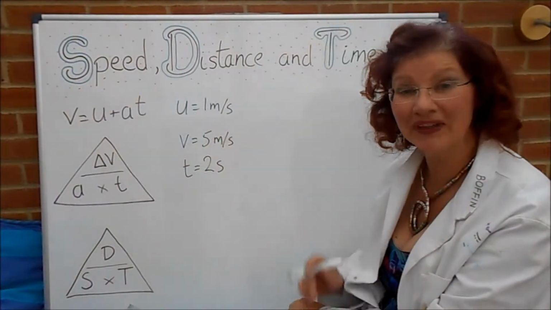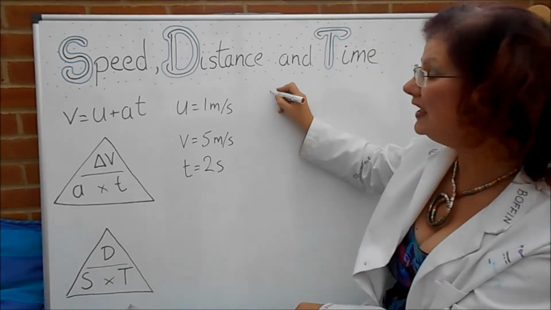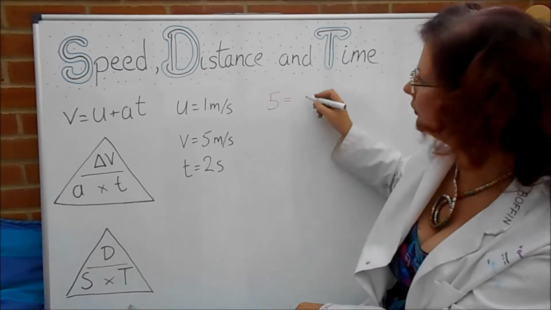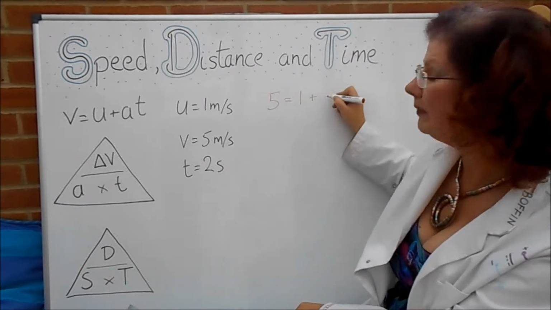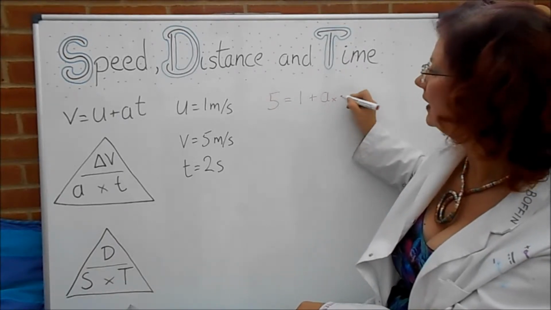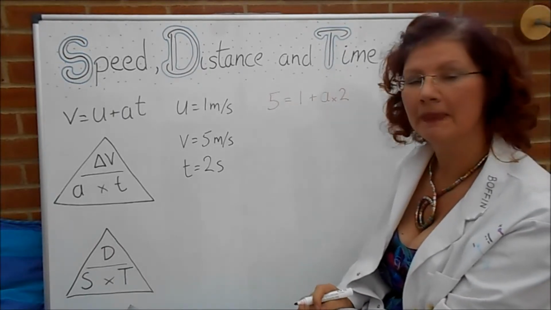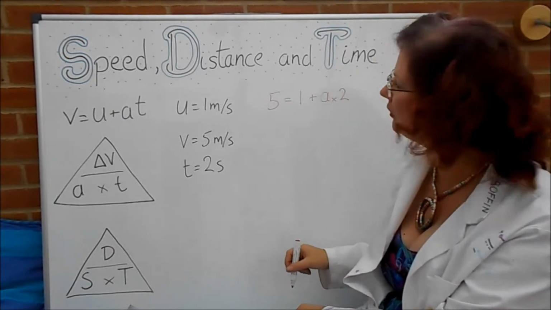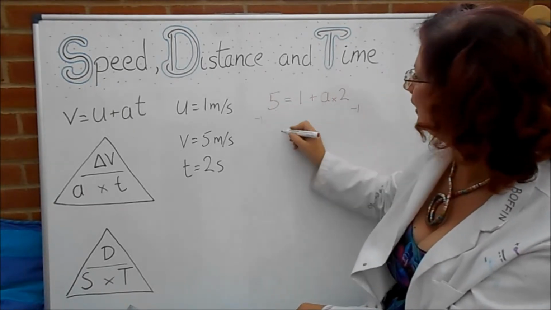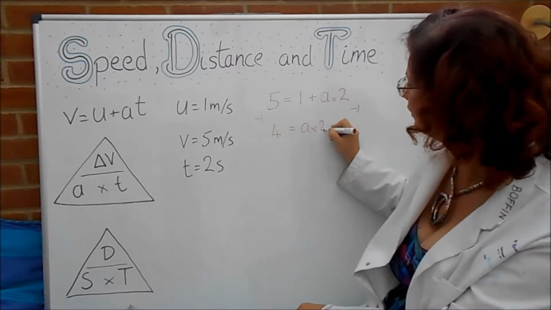Right, let's have a look at those. I'll do both methods. Starting off with the V equals U plus AT. V, in my case, is 5, equals U, the initial velocity, which is 1, plus A, which I'm trying to find, so I'll leave that as A, times T, the time, which is 2. Now we've just got a little bit of algebra to solve here. Taking away 1 from either side leaves us with 4 equals A times 2.